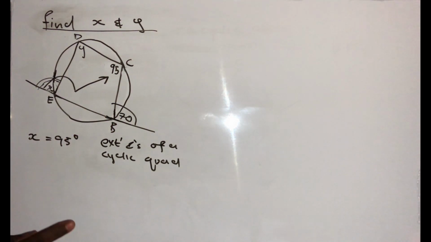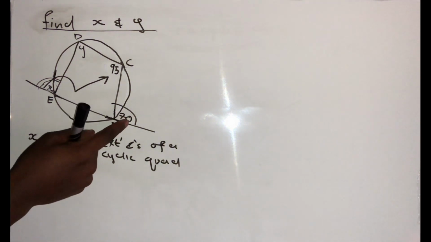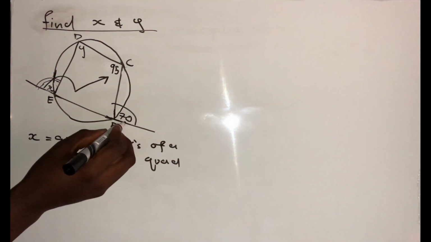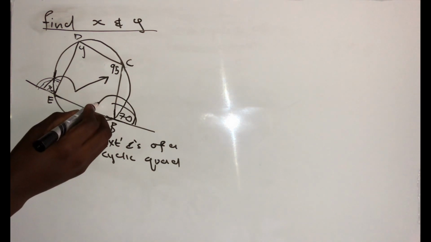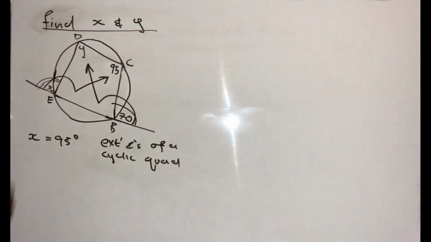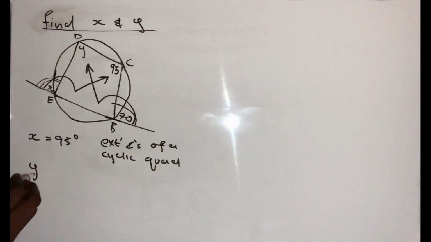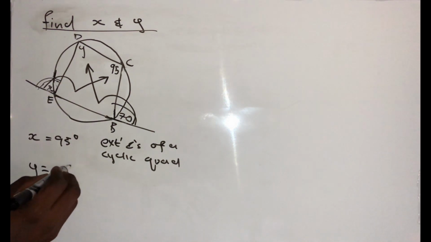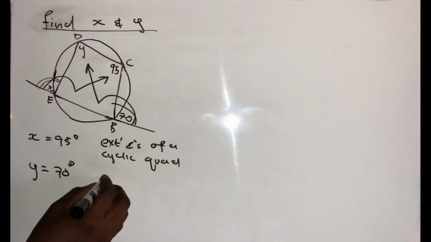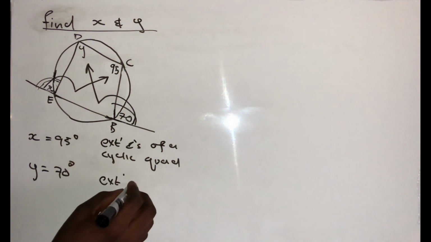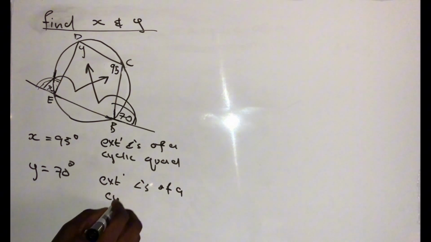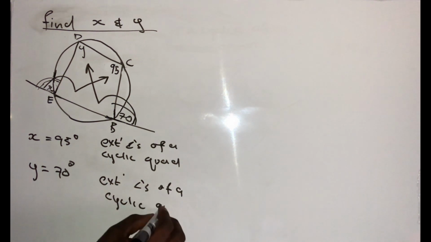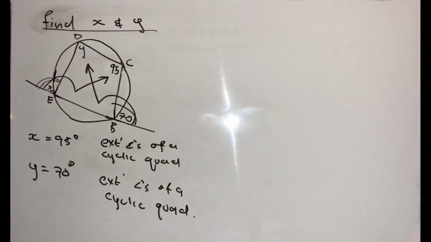And then you have Y. We know that the exterior angle of a cyclic quad, this is the exterior angle, is equal to the interior opposite. You see, 70 is equal to Y. That means Y is equal to what? 70. Your reason is still exterior angles of a cyclic quad.